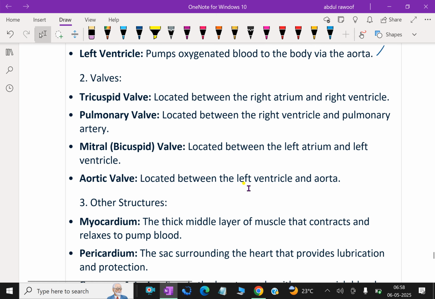Valves. The tricuspid valve is located between the right atrium and right ventricle. The pulmonary valve is located between the right ventricle and pulmonary artery. The mitral or bicuspid valve is located between the left atrium and left ventricle. The aortic valve is located between the left ventricle and aorta.